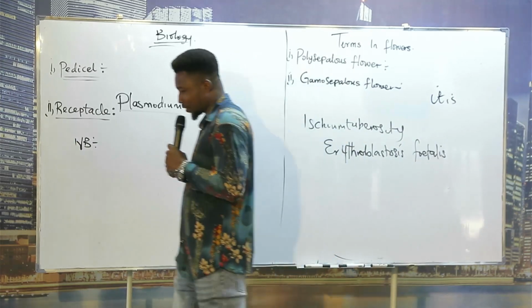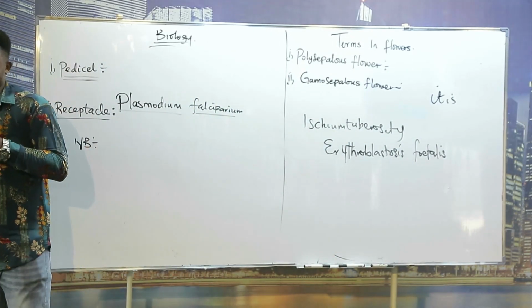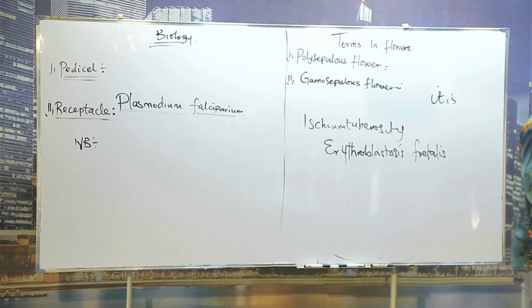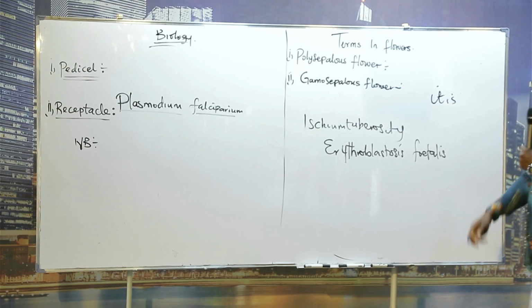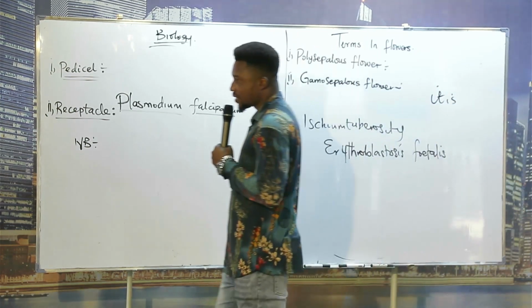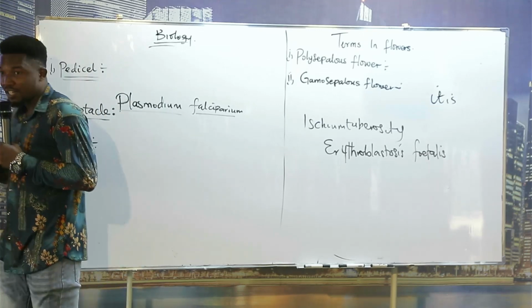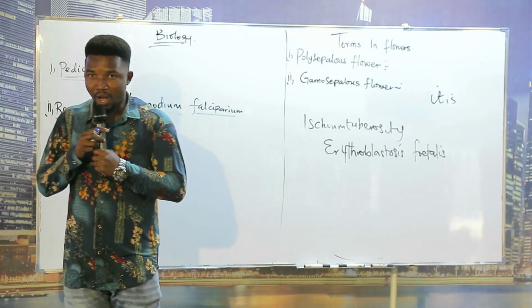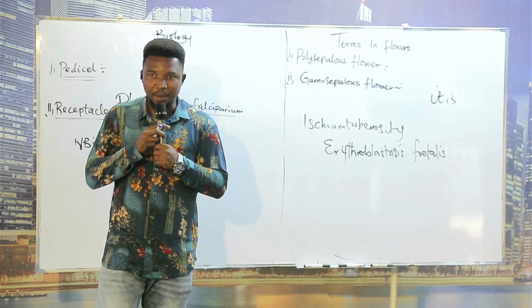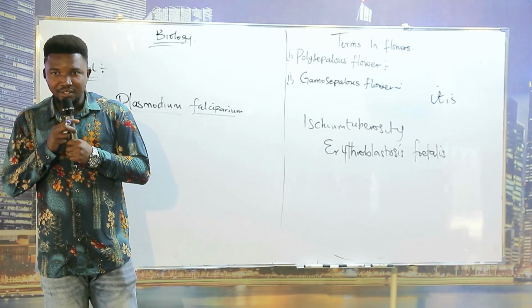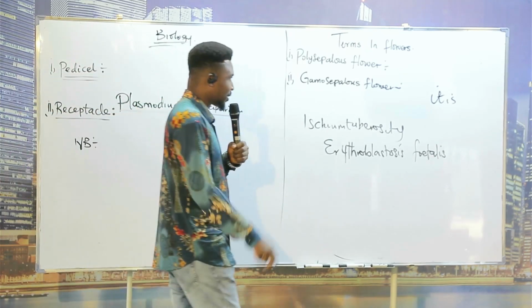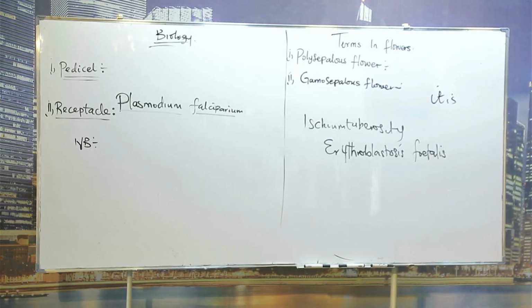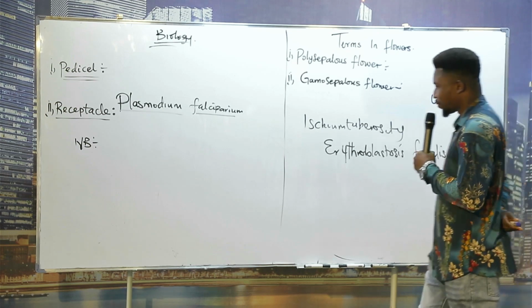Well, let's do the secretary work now. The first one is polycephalous what? Flower. Polycephalous flower. Okay. It is a type of flower that has separate sepals. That has separate sepals.